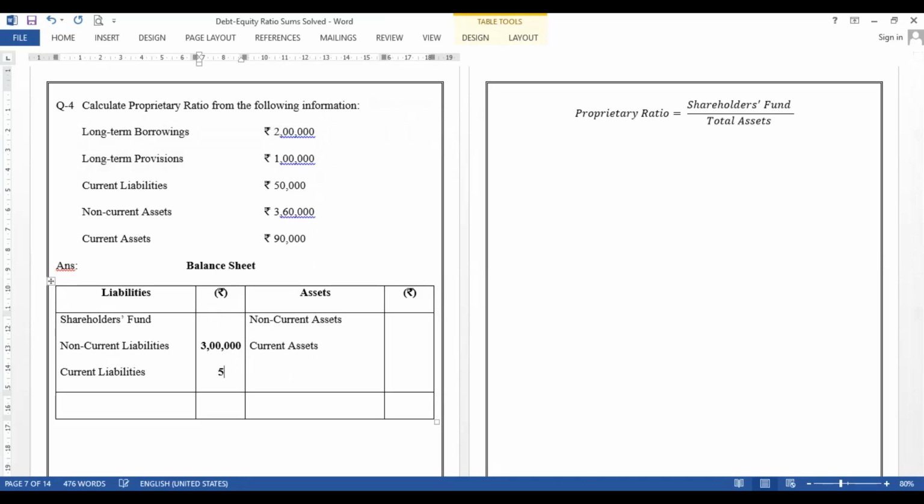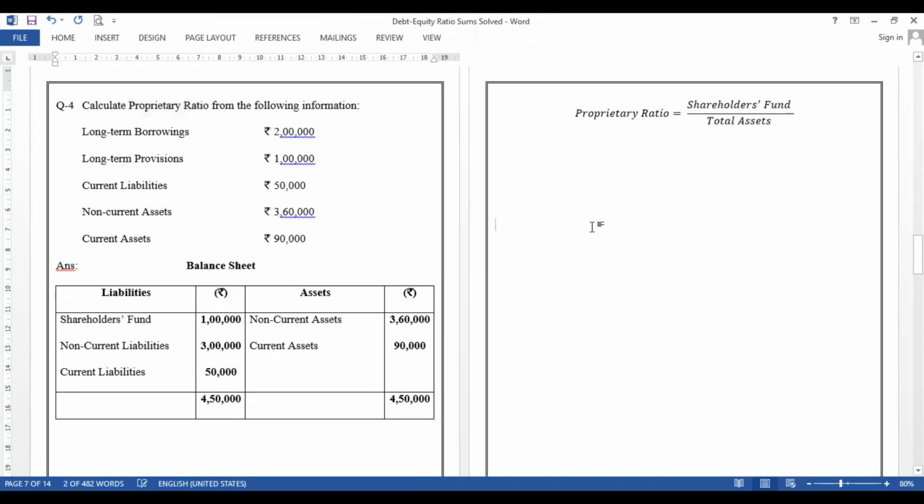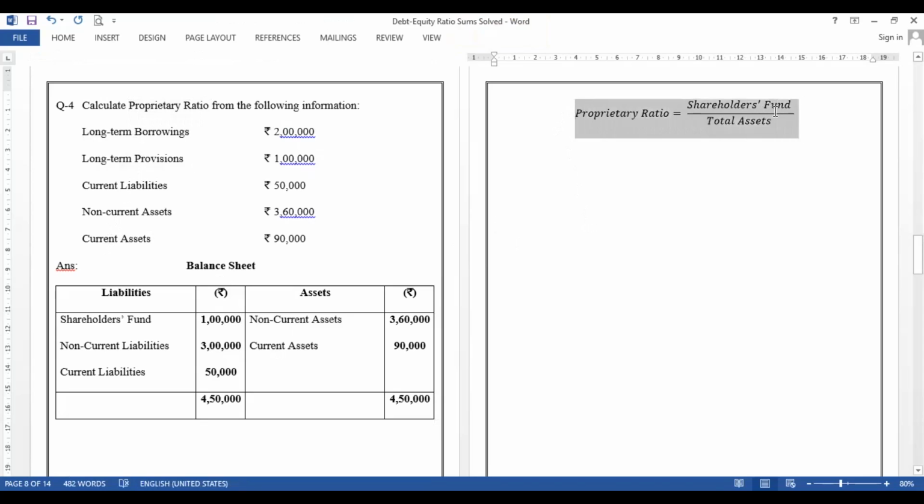Current liability can be seen as rupees 50,000. Non-current assets and current assets, the values given to us are rupees 3,60,000 and 90,000. The total comes to 4,50,000 for the total of assets, and the same total has to go for the liabilities as well. Now, out of 4,50,000, if 3,50,000 represents the non-current and current liability, the difference will be rupees 1 lakh for shareholders fund. We have been asked to calculate the proprietary ratio. The formula for the proprietary ratio can be seen over here, that is shareholders fund upon total assets.